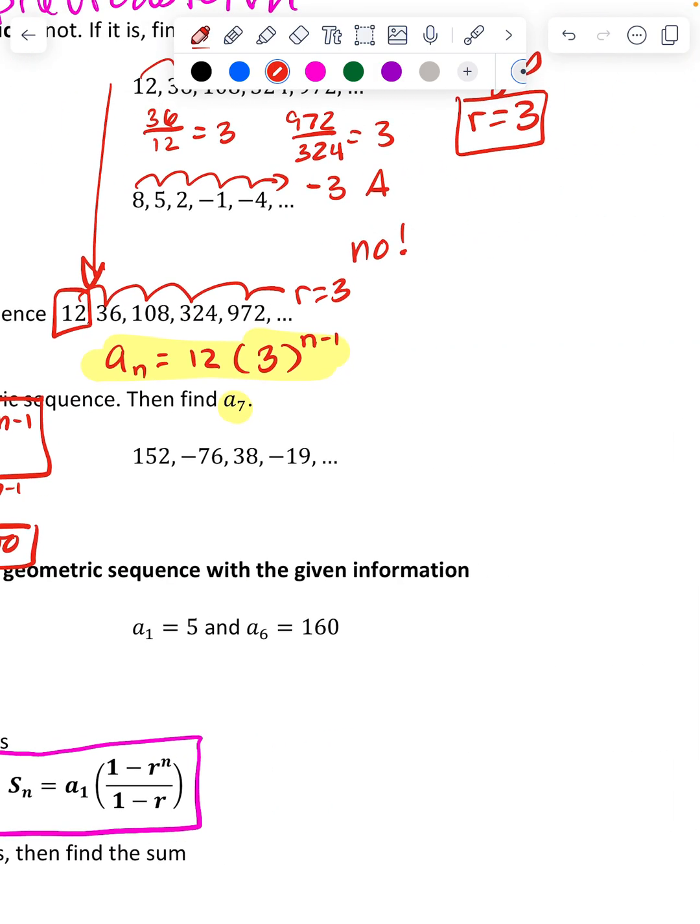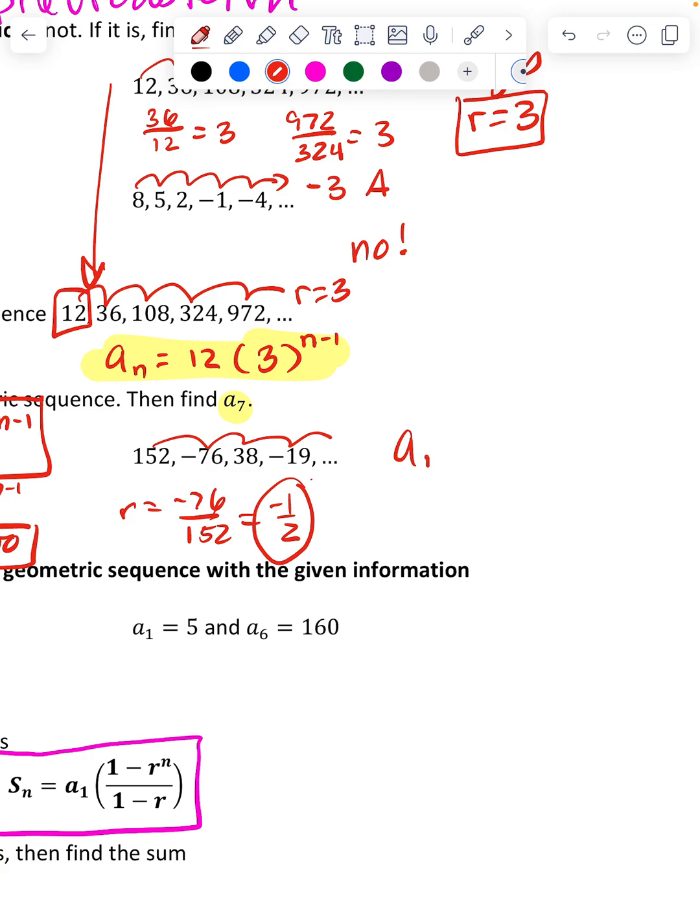Here, this is kind of weird. You can see the numbers are getting smaller, not because it's negative, but because the numbers themselves are getting smaller. 152 down to 76, down to 38, down to 19. If you don't recognize the ratio, you can take any term and divide by the number in front of it. You're going to get negative 1/2. So that is my R.